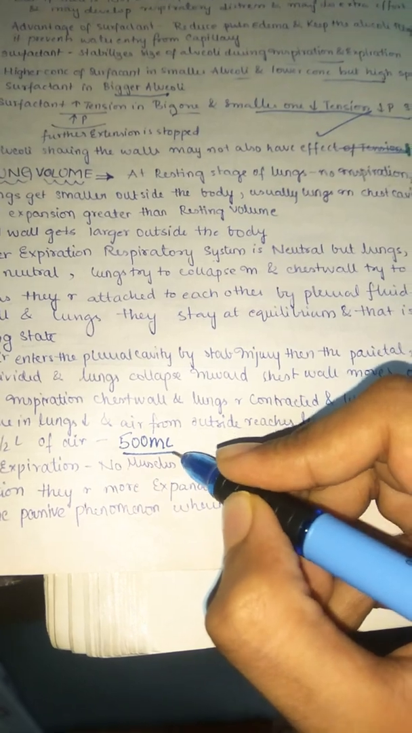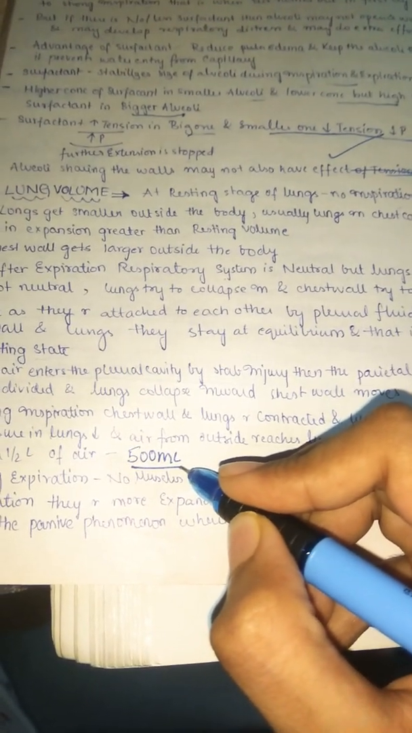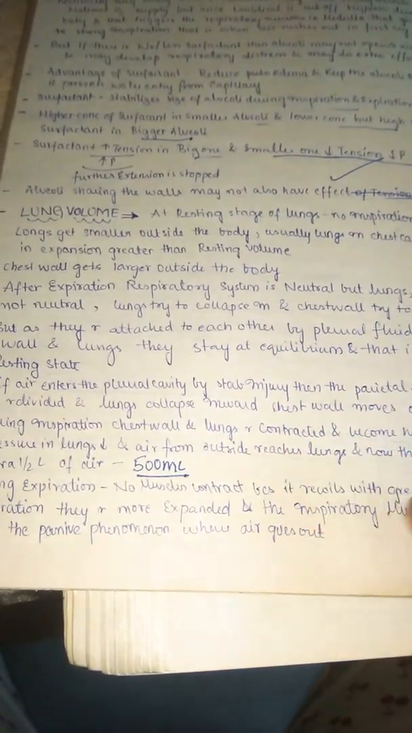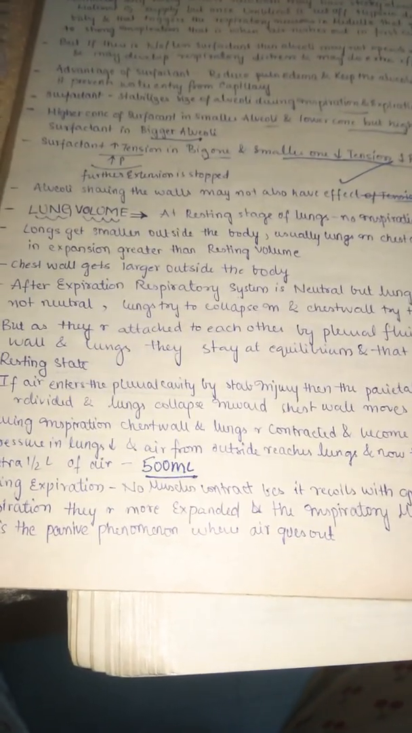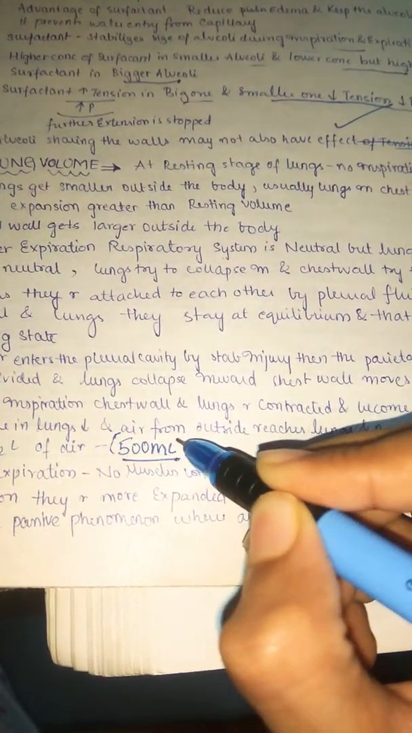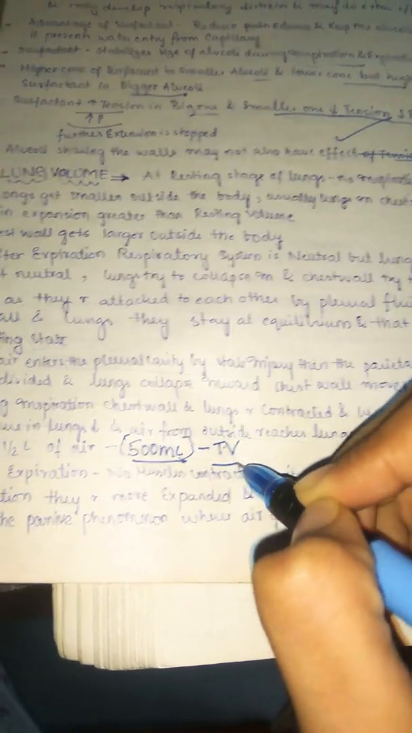Now, whoever is listening to this video, you may try it on yourself. You are sitting in the normal position. Now take some extra air inward. You can understand that some air is already inside the lungs, and now you are taking that extra air. That extra air, which is always about 500 ml, is called the tidal volume.